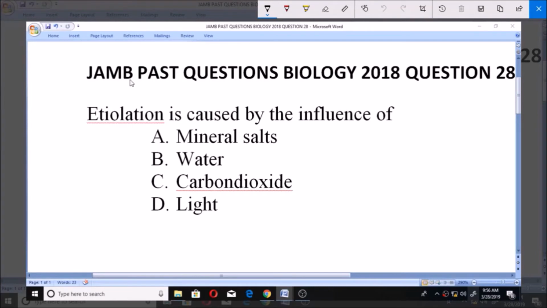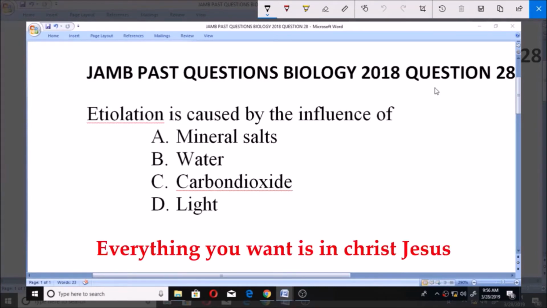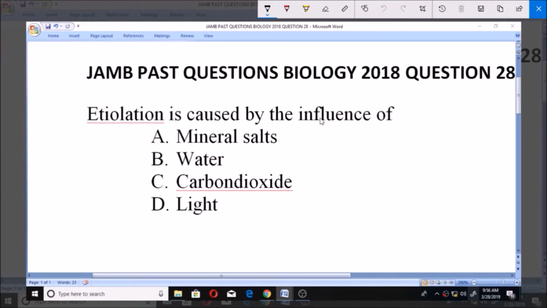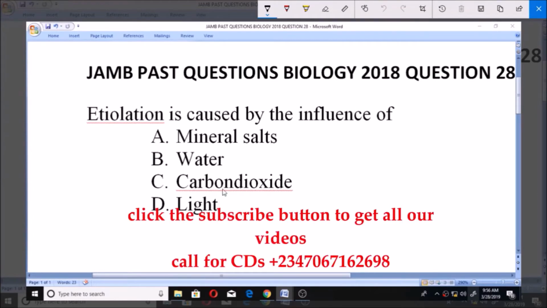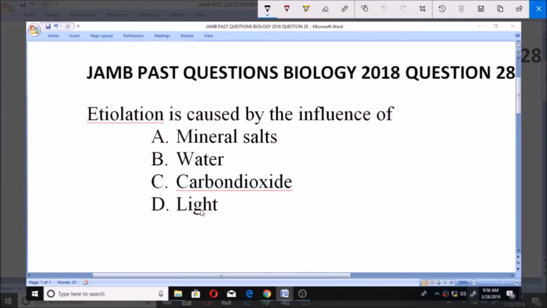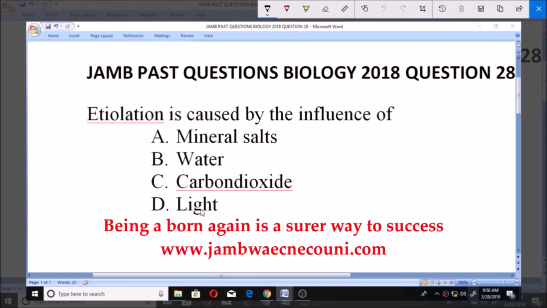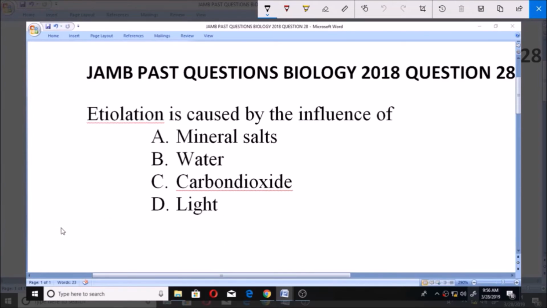Welcome. Let's look at these JAMB past questions, Biology 2018. Question number 28. Etiolation is caused by the influence of A. Mineral salts, B. Water, C. Carbon dioxide, D. Light. So what do you think causes the very phenomenon known as etiolation? First of all, we need to understand what etiolation is for us to be able to know what causes it.